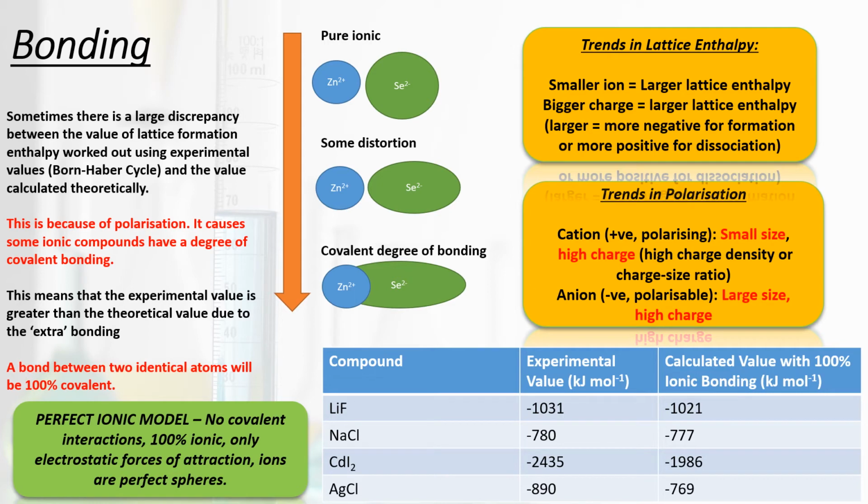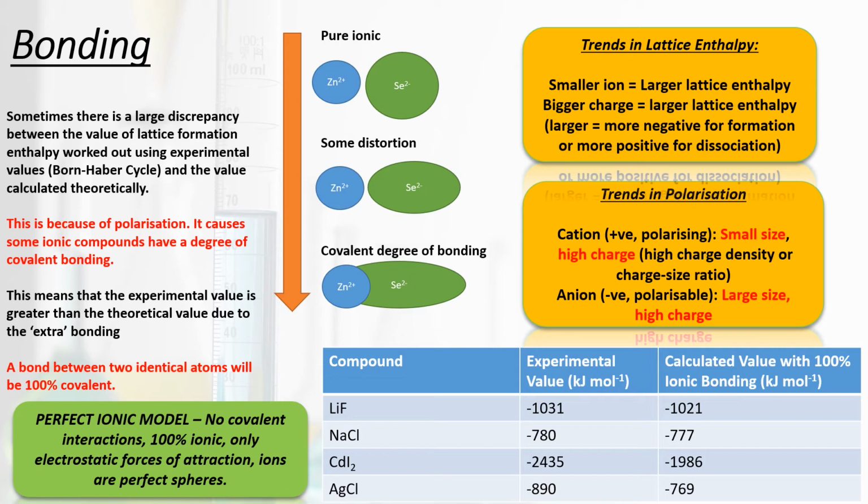So the reason that an experimental value will be higher than the theoretical value is because of this extra covalent bonding, because of polarization. And so what this actually means is that bonding really is a spectrum. Over on the left, we have 100% ionic. Over on the right, 100% covalent. Well, 100% covalent exists. That's a bond between two identical atoms. So, for example, an H-H bond, an F-F bond, an O-O bond. Between the same atoms, it has to be 100% covalent, 50-50 sharing of those electrons.